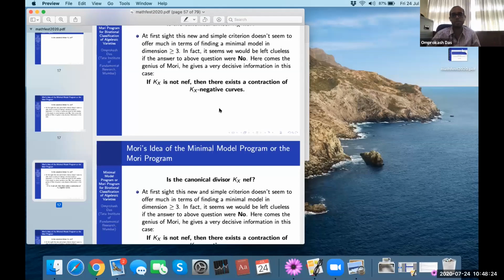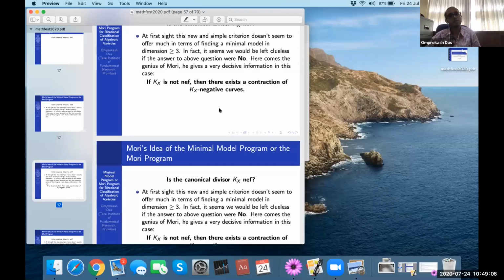Take an abelian threefold, A3, of dimension 3 over the complex numbers, and quotient it by Z2, the group of order 2. Then you will have, let's say, 2 to the power 6, not 36, 2 to the power 6 singular points in that quotient. If you blow up these 2 to the power 6 singular points, it becomes smooth again.